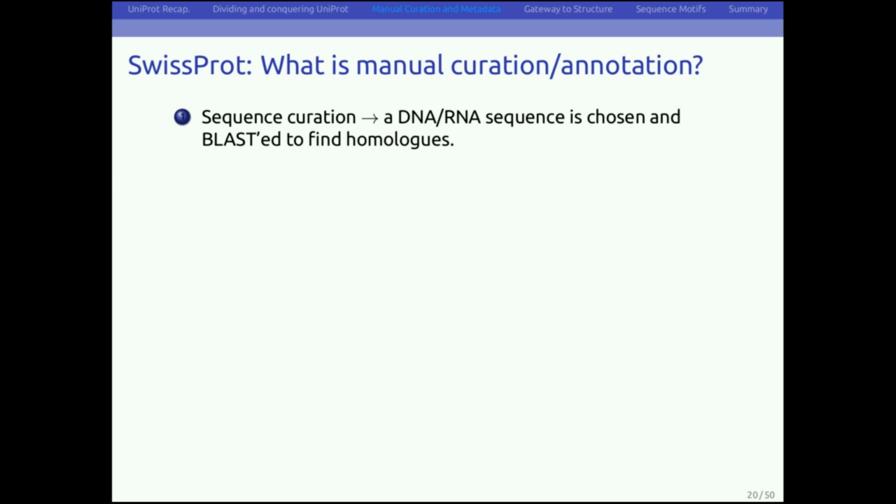So let's take a look a bit at manual curation or manual annotation. So inside SwissProt, the first step is that the sequences get curated. So the new DNA or RNA sequence that the scientists have decided to study for incorporation into UniProtKB is chosen, and it is BLASTed. So the BLAST algorithm is run on this sequence to find homologous sequences. So again, homologs by definition are sequences which have some evolutionary relationship with each other. So they're similar.